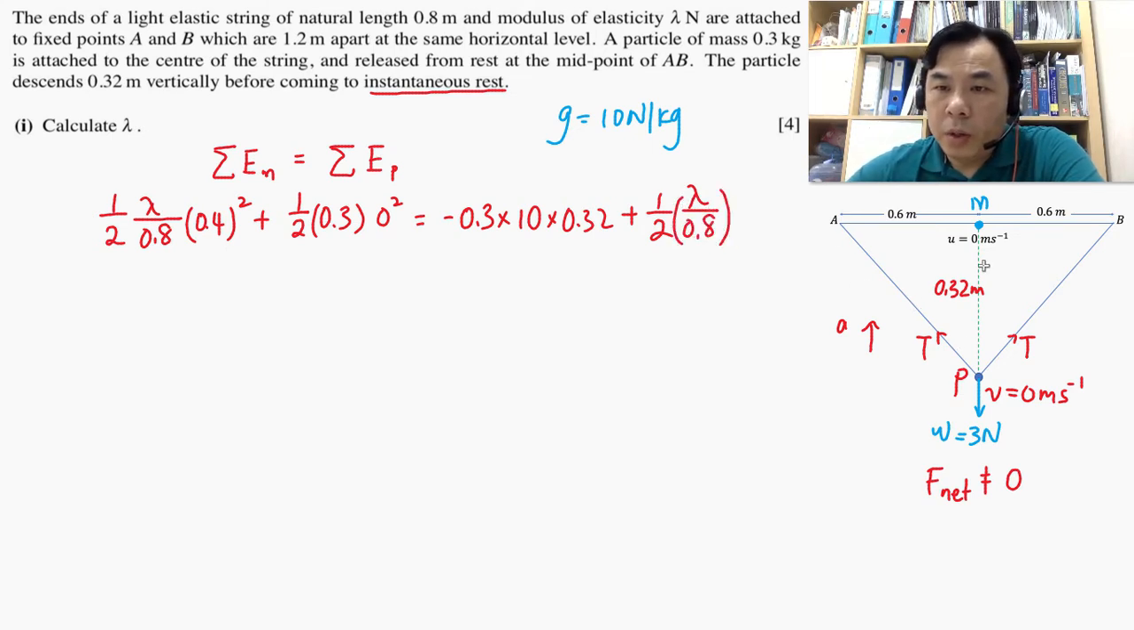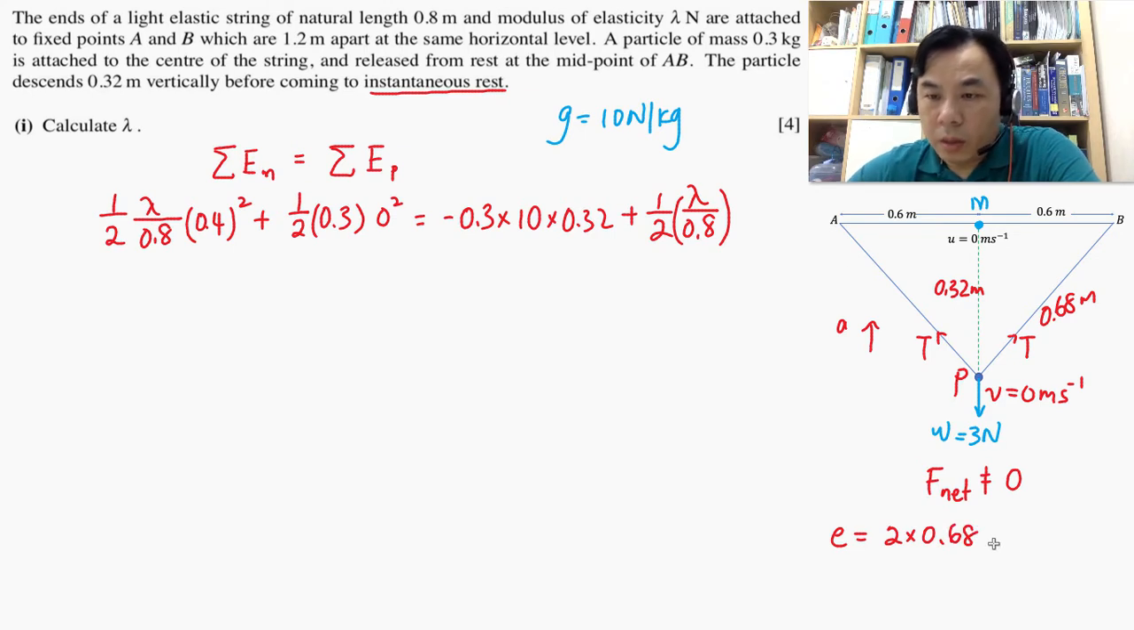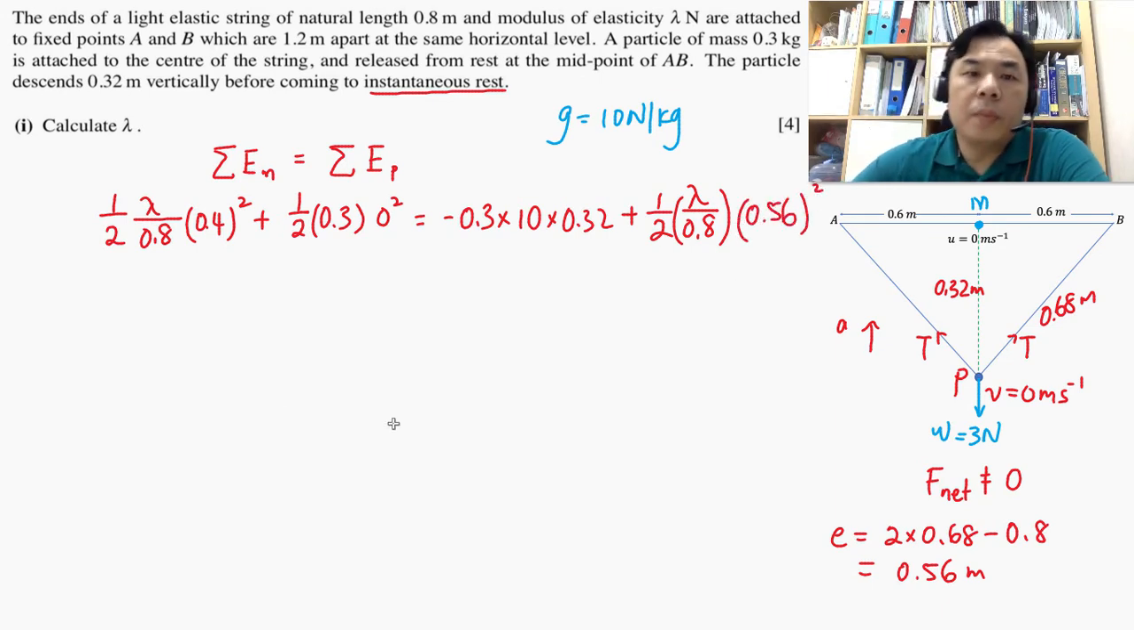Now, at this point, you can always use Pythagoras' theorem to figure out this length here. I have already calculated this to make the calculation easier. So that is 0.68 meter. Therefore, for the total extension, maybe I'm going to write down the extension at the side here, so that at least you know how the extension was obtained. That is 2 by 0.68, the total length at this point, subtract off 0.8. That should give us 0.56 meter extension. So I'm going to write that down, 0.56 squared here. And then there you go.